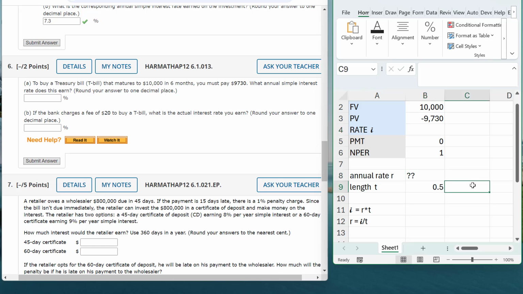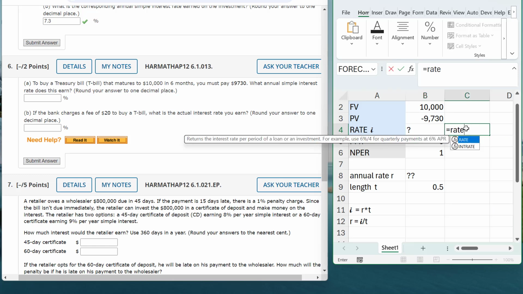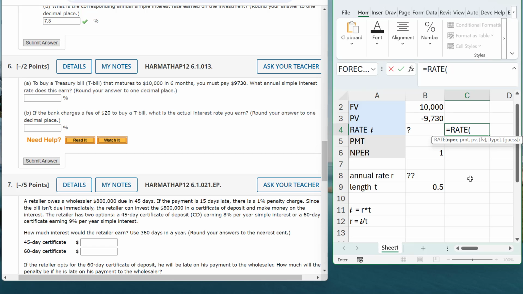Okay, the problem is Excel can't solve for the annual rate. Excel can solve for the rate per period. And it does that with the rate formula. Rate, number of periods, always a 1. Payment, always a 0 for simple interest in our course. Next, present value, $9,730, and future value. Make sure that those two amounts have different signs because the cash flows are going in different directions. End of the period, yes, always put in a 0.